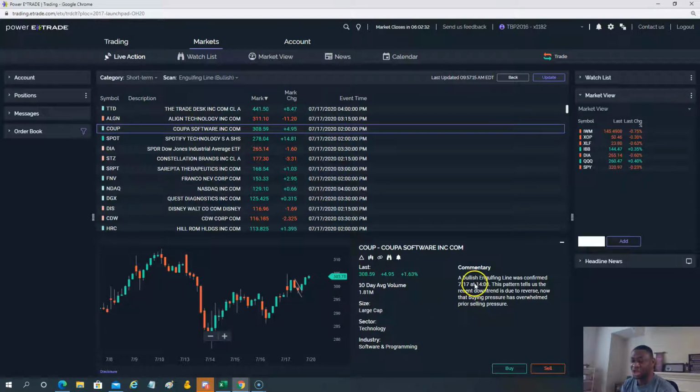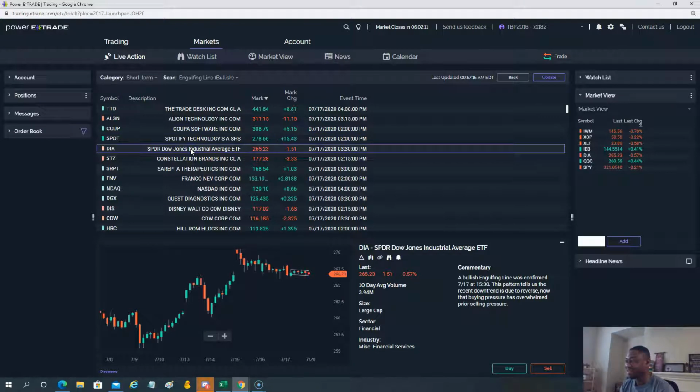Yeah, this is it here. So they're showing you engulfing bullish, and then the target price. Did they give a target price here? That buying pressure has overcome prior selling pressure, but they're not giving you a sales price. But at least DIA, the Dow Jones ETF on there, did they give a target price? No, they are not. Wow.